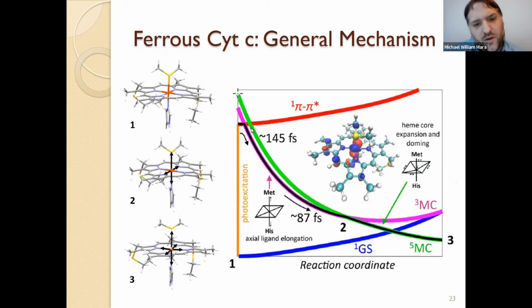The thing that we don't know from this is the precise mechanism to hop from the pi to pi star state onto the triplet manifold. And that will be the subject of future studies. We're not going to talk about that now because we don't have experimental information to really validate a specific model.